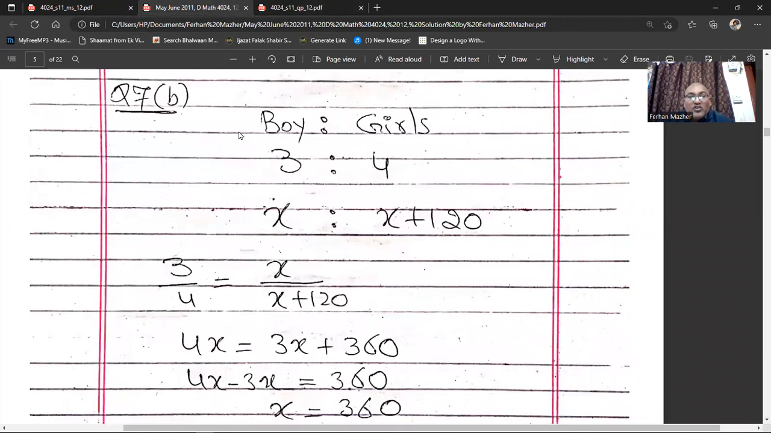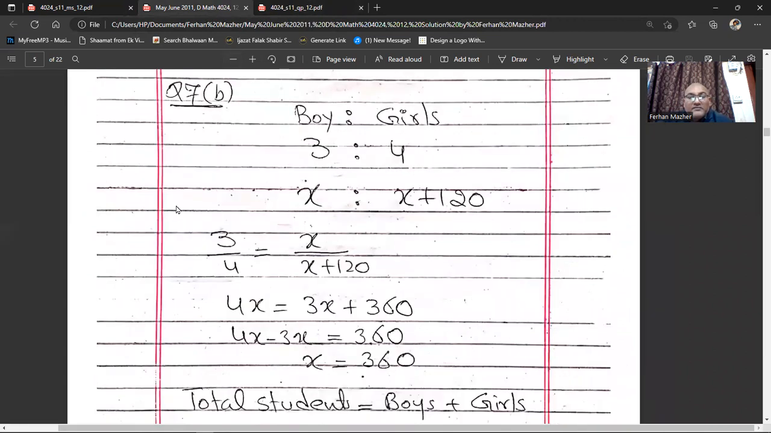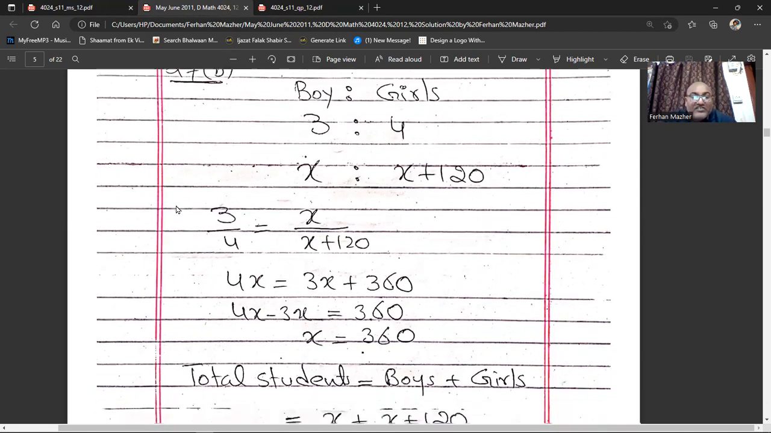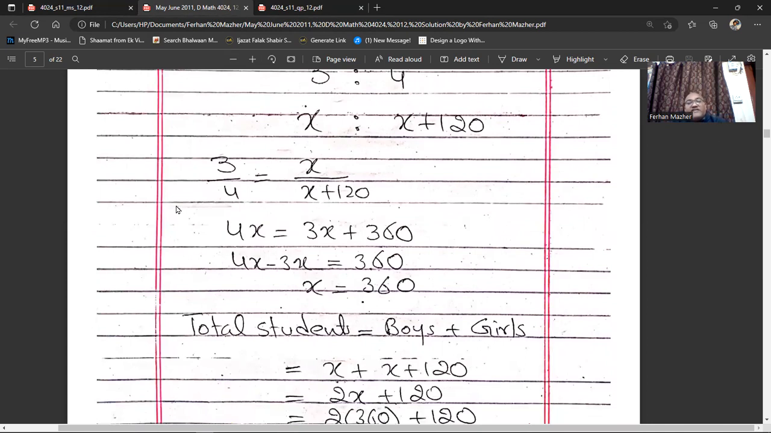Suppose the boys are 3, the girls are 4. Suppose the boys are X, then the girls will be X plus 120. So 3 by 4 is equals to X by X plus 120, cross multiply. So 4X is equals to 3X plus 360. So 4X minus 3X is equals to 360. So X will be equals to 360.